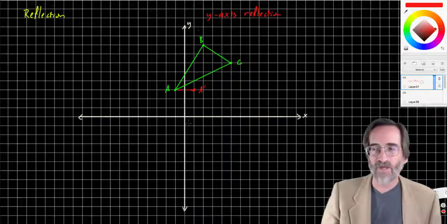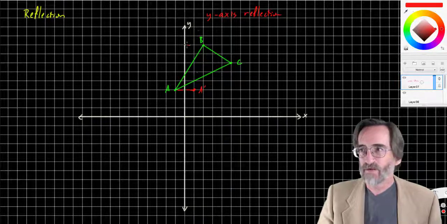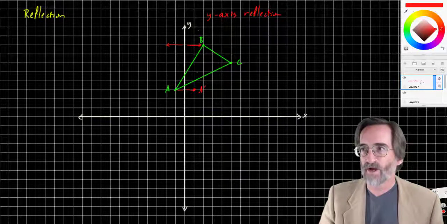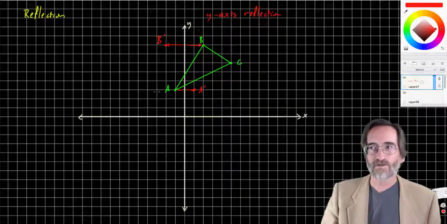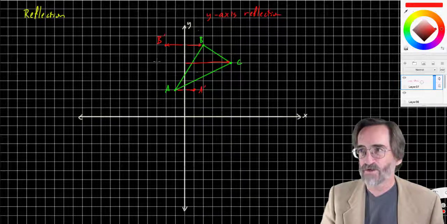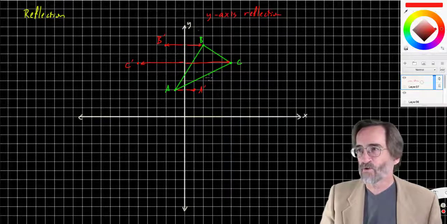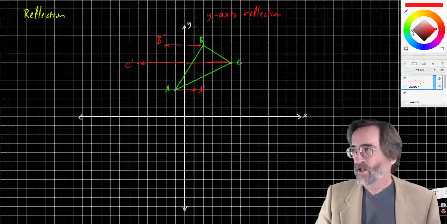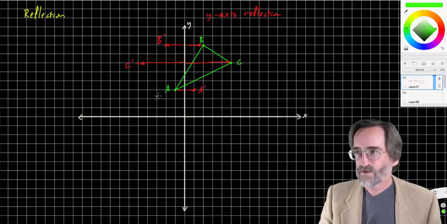So distance is preserved. If I'm talking about the y-axis as my line of reflection, A is 1 unit to the left of the y-axis, so its reflection will be 1 unit to the right of the y-axis. This would be the image of A, or A prime. B is 2 units to the right of the y-axis, so its reflection across the y-axis is 2 units to the left. So B prime, the image of B, is 2 units to the left.